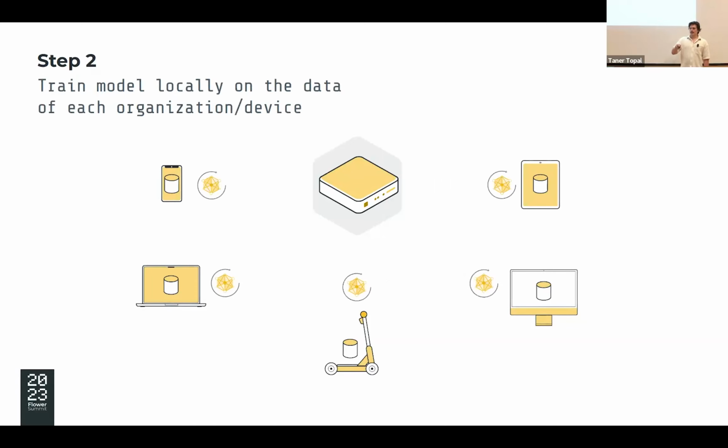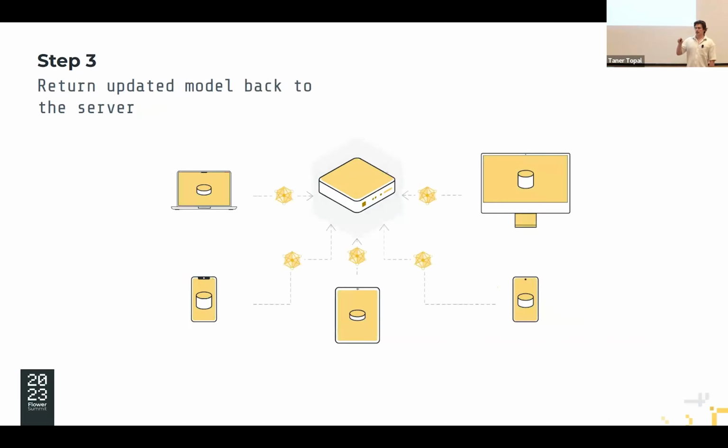Then each client is going to be able to train this model on their own data without sharing any data. At the end of this round, each device is going to have a different model, because it's trained on their particular data that might have a different distribution than other devices.